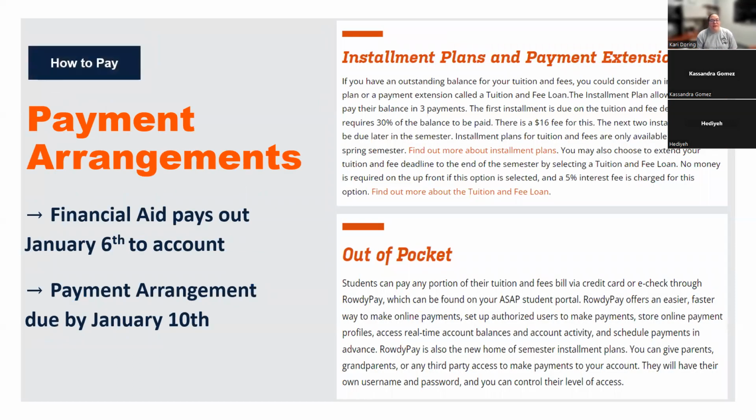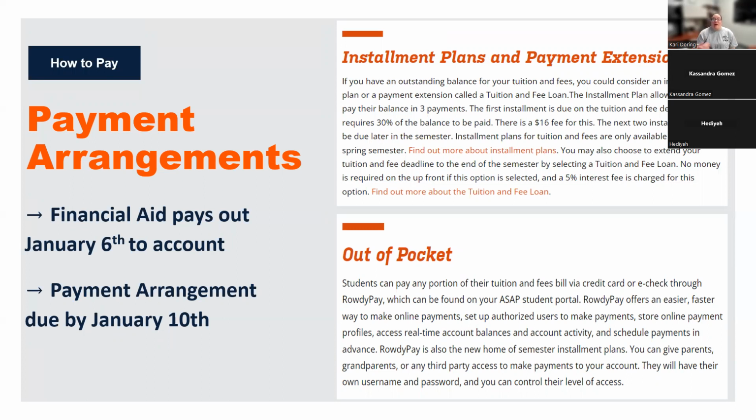Okay, so we're here for the final area, which is how am I going to pay for my classes? This is something we're always asked and something I will always cover. So the biggest takeaway from this is financial aid pays out to your accounts overnight on January 6th. Okay, so that's a really big thing. Financial aid pays out January 6th overnight, but the payment arrangement, whether it be financial aid, tuition and fee loan, you paying out of pocket, or an installment plan, needs to be on file by January 10th.